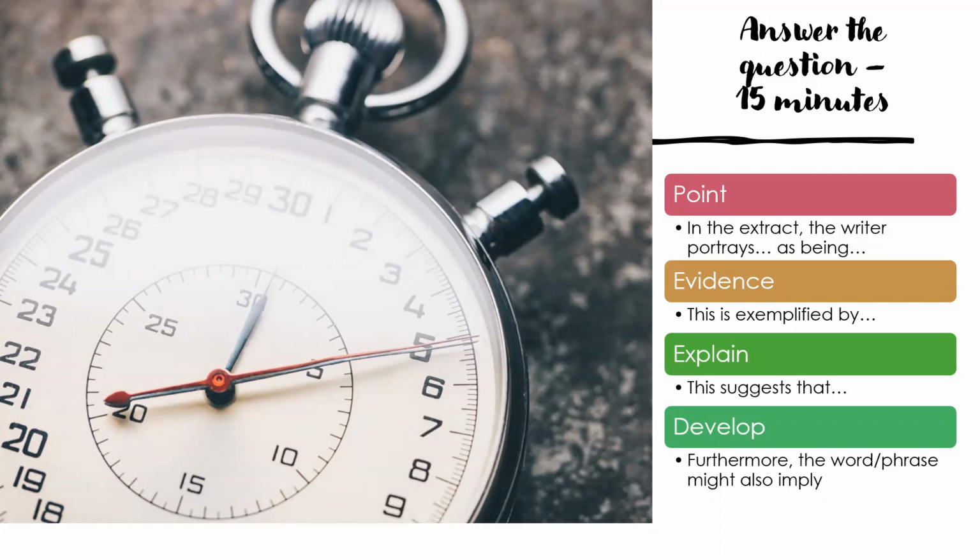And now the most important part, which is the develop. What else are you saying? What is the deeper meaning or idea that the language you're focusing on is trying to get across to us? And make sure that does relate to those three key things, which is violence, the rioters and the police, okay? Don't go off on a tangent and talk about something else. That might sound something like: furthermore, the word or phrase something, something, might also imply or suggest. Okay, so give yourself 15 minutes, answer that question, and just remember to pause the video before it moves on.